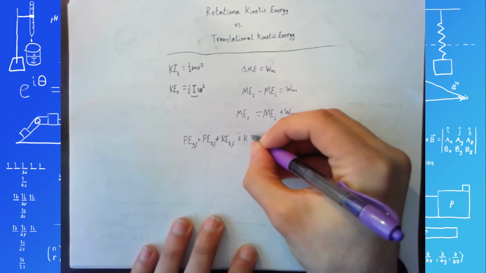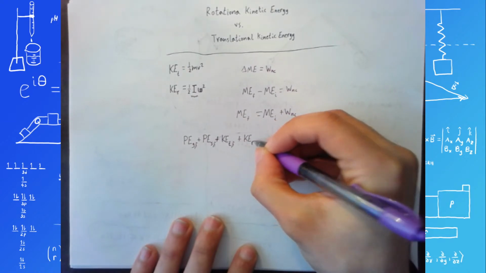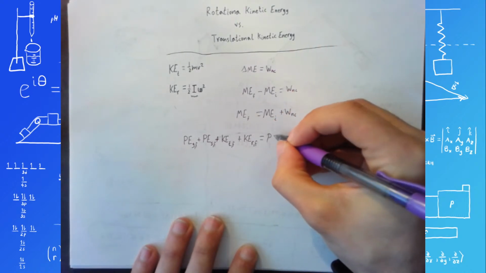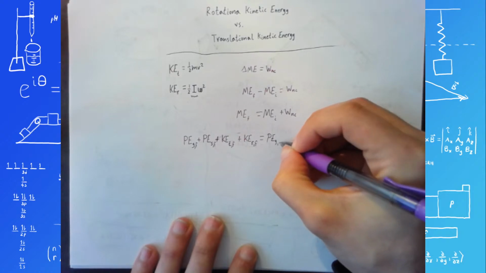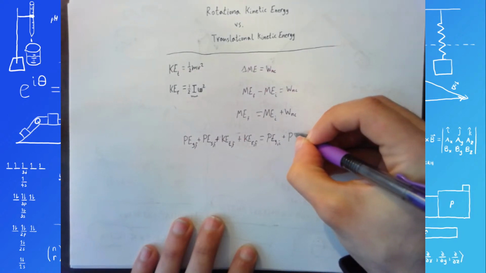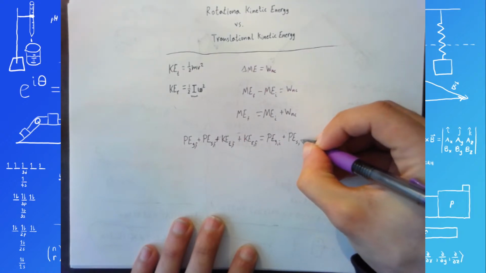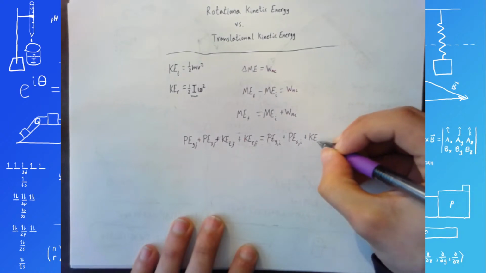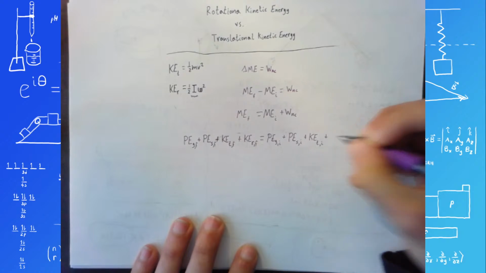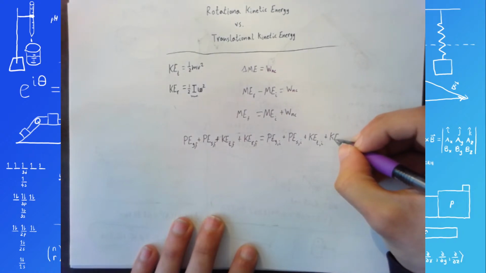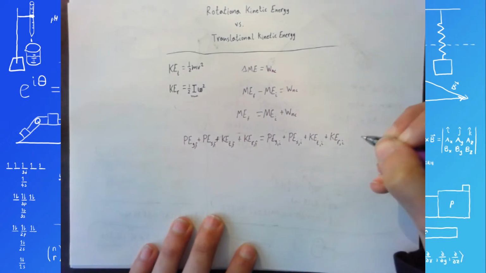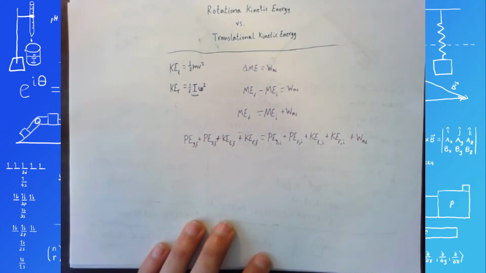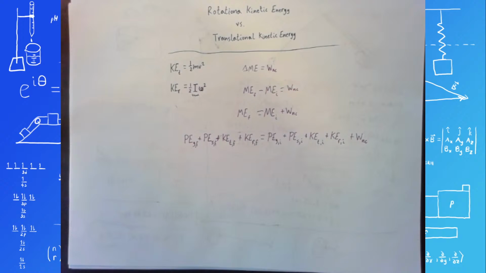And now we also have kinetic energy rotational. And then for the initial side, we do the same thing. Potential energy gravitational initial plus potential energy spring initial plus kinetic energy translational initial plus kinetic energy rotational initial. And then, of course, plus any non-conservative work that might be getting done.